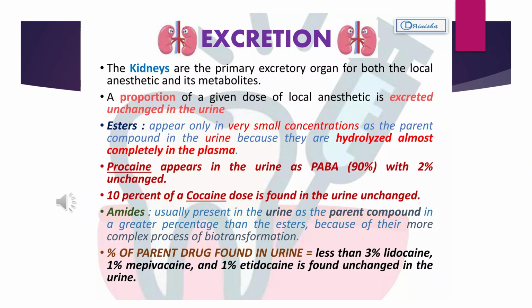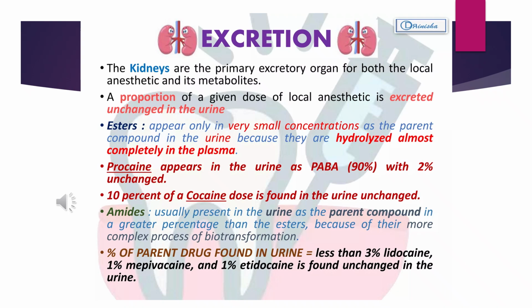The kidneys are the primary excretory organ for both the local anesthetics and their metabolites. A proportion of a given dose of local anesthetic is excreted unchanged in the urine, and this proportion varies according to the drug. Ester type LA appear only in very small concentration as a parent compound in the urine because they are hydrolyzed almost completely in plasma by cholinesterase.